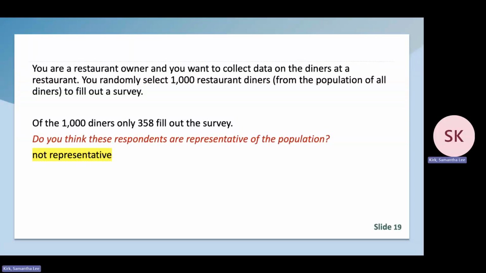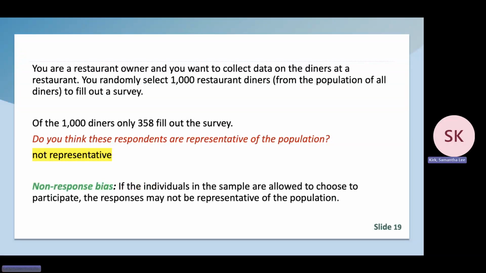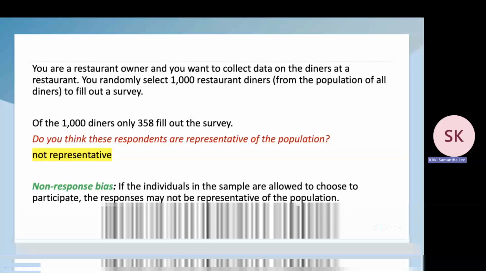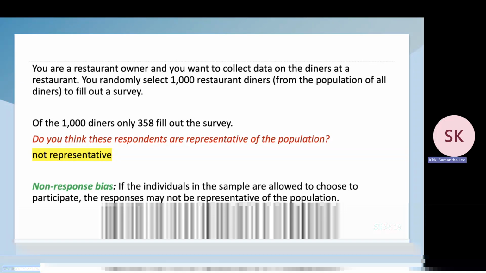I would say this is not representative. Again, we have a similar problem to the last one, where usually people who fill out a survey have strong opinions about the food they had, whether they enjoyed the dining experience. This is what we call non-response bias. It's when the individuals in the sample are allowed to choose to participate. The responses may not be representative of the population.